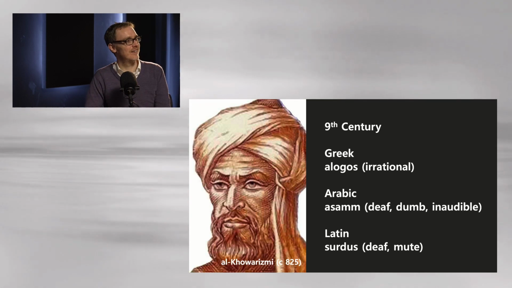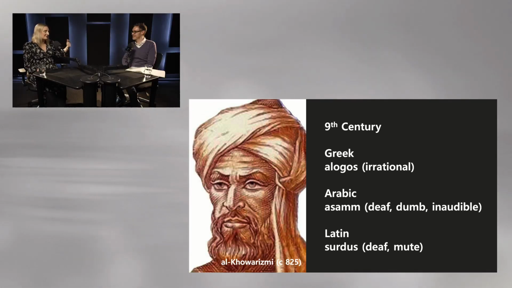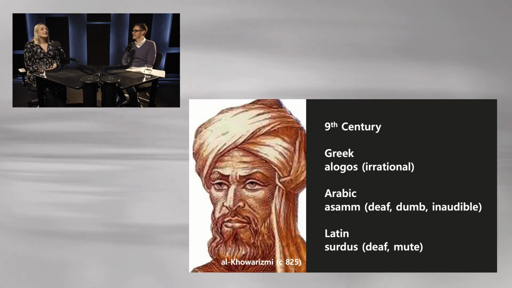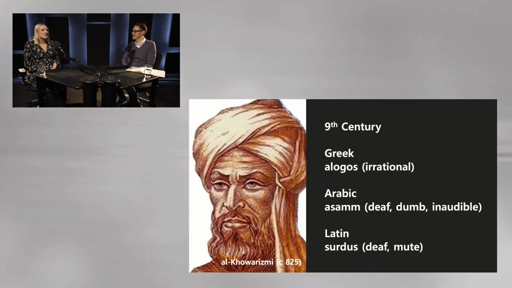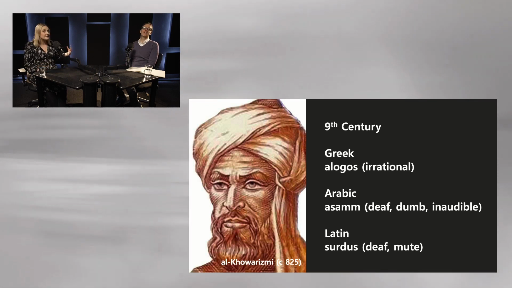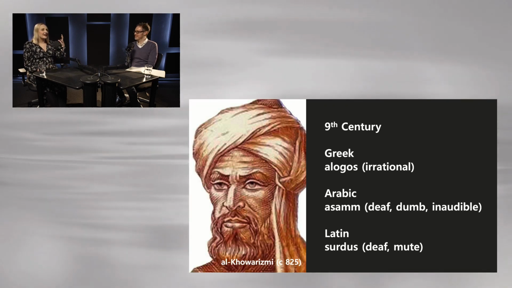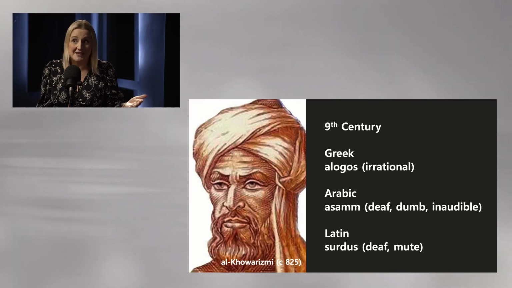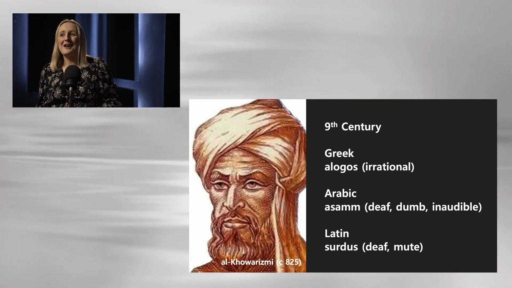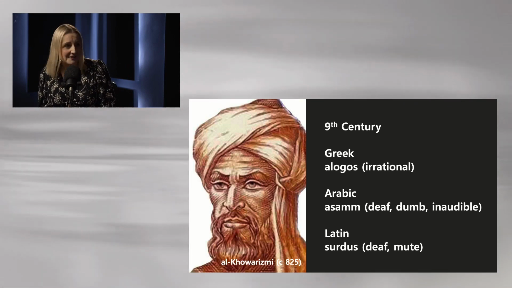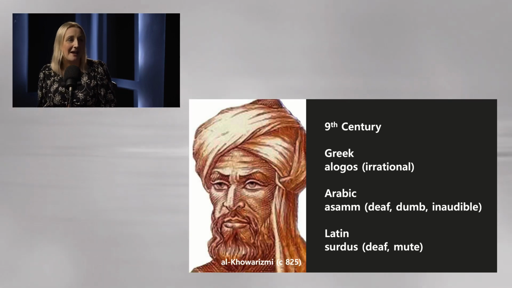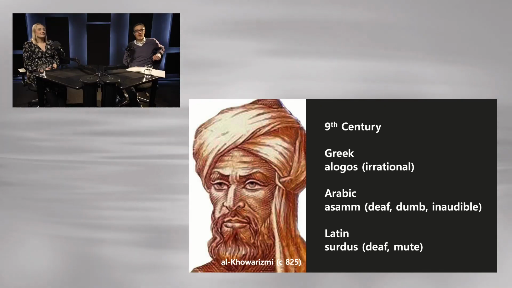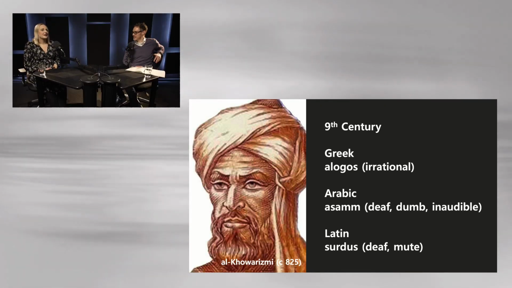So there was a mistranslation. The Greeks meant without reason, but I think the Arabic mathematicians thought they meant without words, so the Arabic started calling it asam, which means deaf, dumb, or inaudible. Then when the Latin mathematicians translated it from the Arabic, they used the word for deaf, which is surdus, deaf or mute. So it was never meant to be deaf or mute, it was meant to be irrational, and it was a mistranslation. And that's where, when we say something's absurd, is that linked? Absolutely, yeah.